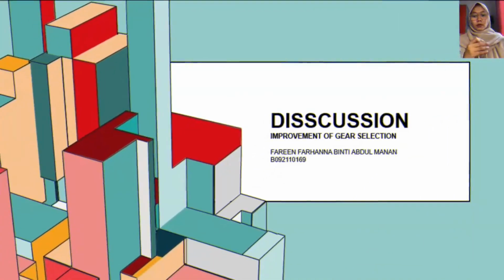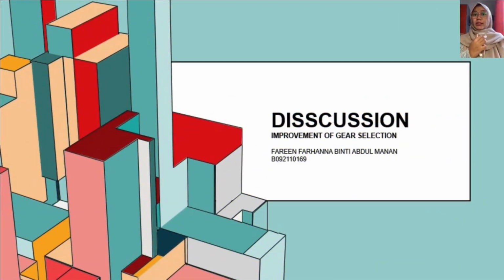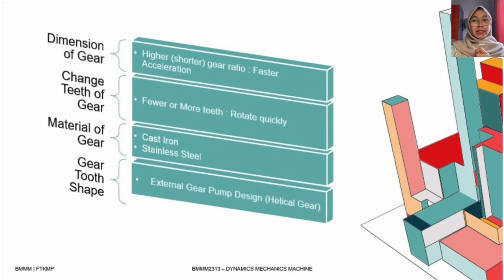Thank you. Okay, next is the discussion about the improvement of gear selection. I, Faim Farhana binti Abdul Manan, will discuss the gear selection with you. Firstly, the improvement is the dimension of the gear, which is also known as the gear ratio. A higher gear ratio gives faster acceleration, while a lower gear ratio gives a higher top speed.